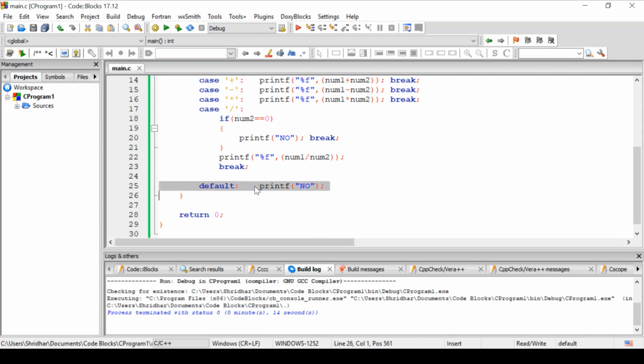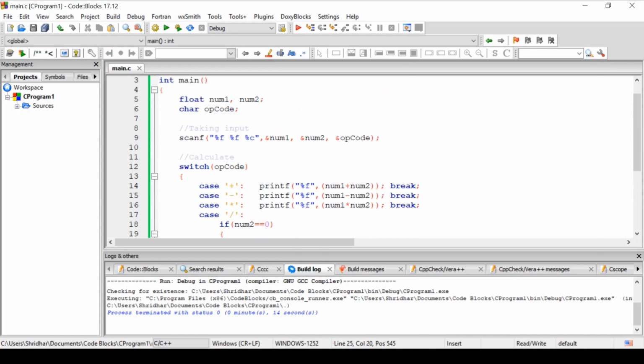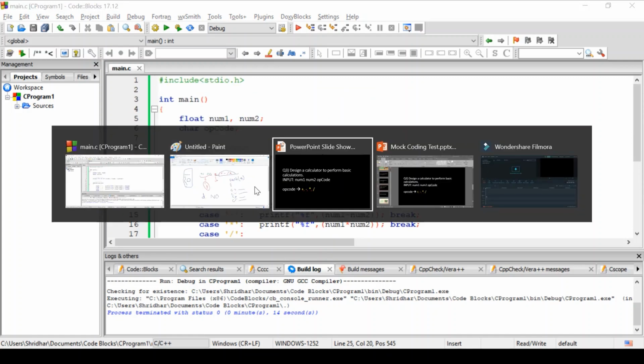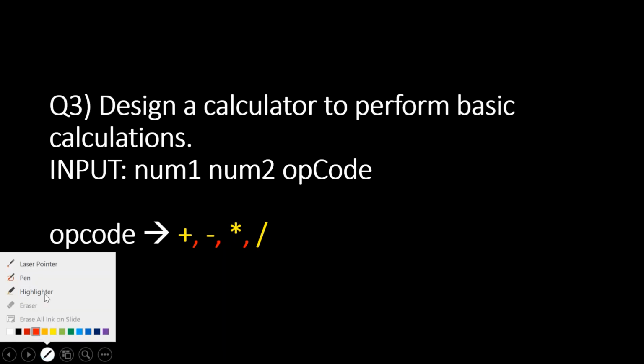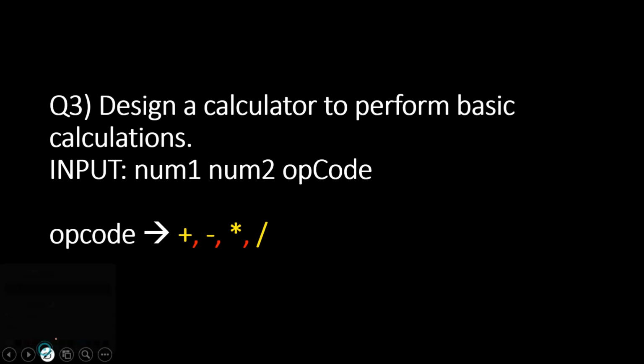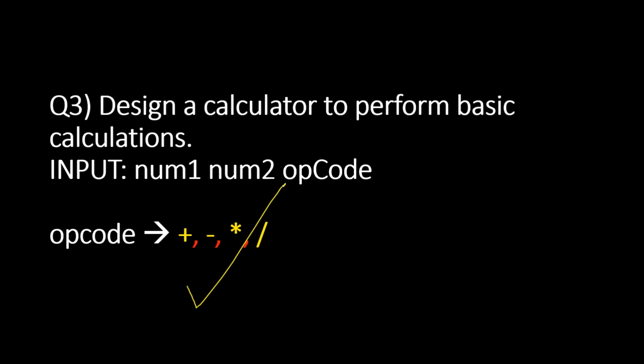So this default condition is executed and we are getting no as an output. So this is a small code. So that is the end of the third question. So as we were doing before, we will say that this program is done by marking a tick, and we will go for the last question of this video.